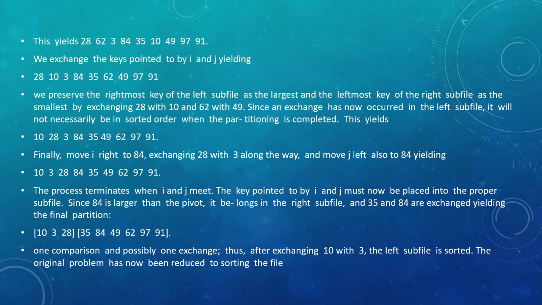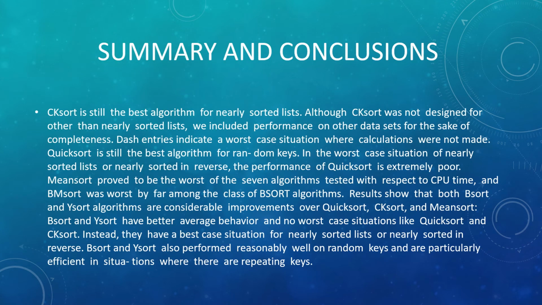We exchange the keys pointed to by i and j, yielding this. We continue this process, and finally, the process terminates when i and j meet. The key pointed to by i and j must now be placed into the proper subfile. Since 84 is larger than the pivot, it belongs in the right subfile. 35 and 84 are exchanged, yielding the final partition. One comparison and possibly one exchange. Thus, after exchanging 10 with 3, the left subfile is sorted. The original problem has now been reduced to sorting the file.